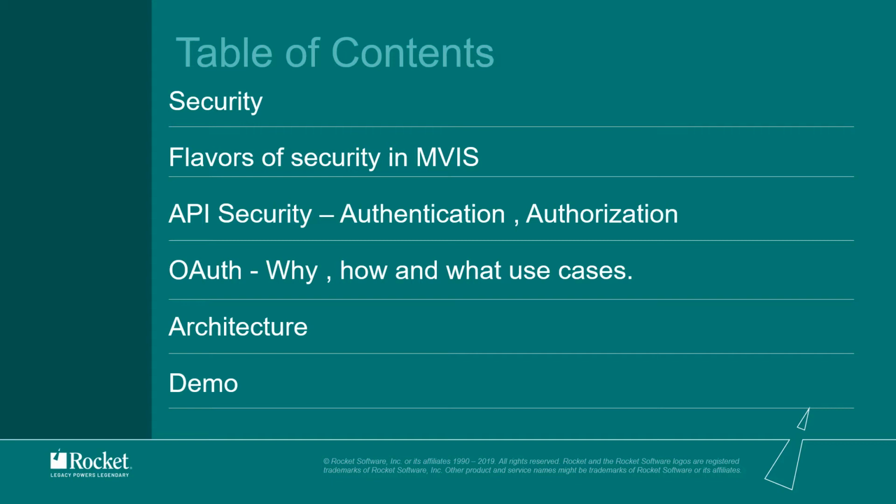The third point is more on API security, which is the authentication and authorization aspects of it. Fourth is the new way applications are being developed, especially in the cloud format, but it's not restricted to cloud, which is OAuth. So we want to understand what OAuth is, why, how, and what use cases it solves.